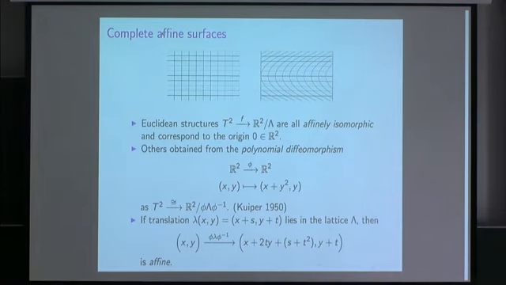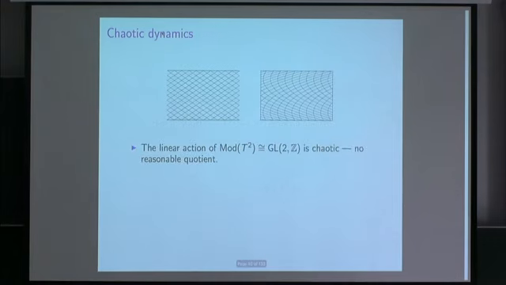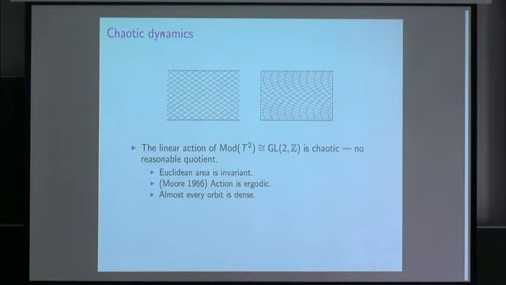In any case, one can parametrize the equivalence classes and obtain R2 with the usual linear action of GL2Z on it. So it preserves the Euclidean area on the plane. The action is ergodic. This follows from a very general ergodicity theorem of Calvin Moore. For example, one consequence is that almost every orbit is dense. So ergodic means that every invariant measurable set either has zero measure or its complement has zero measure.